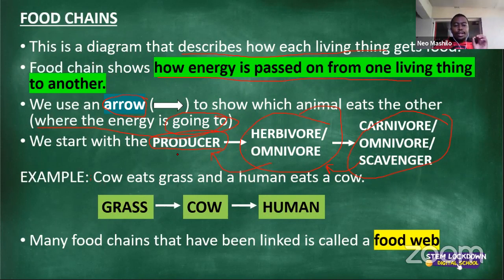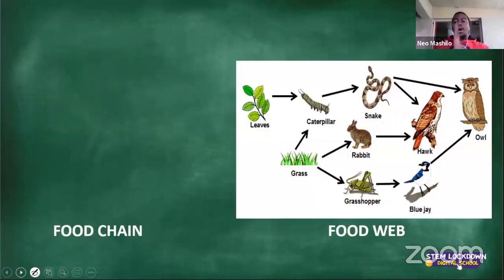We're using words. Now, many food chains that have been linked together are what we call a food web. Pearl has already spoken about that, and we're going to look at a food web right now to see what the difference is between a food web and a food chain. There we have a food web, and you can see a food web is made up of many different food chains.